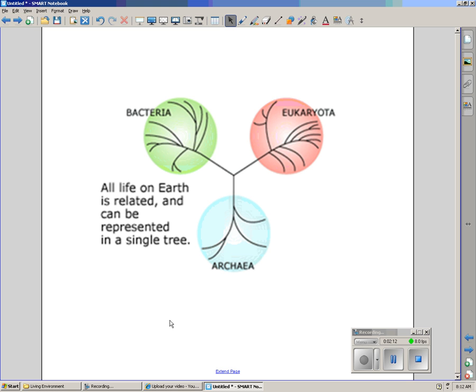And then we can look at something like this. All life on Earth is related. Okay, so we can actually make a single tree out of it. We can look at archaea, and then it branches off into bacteria or prokaryotes and eukaryotes. And then you can see that there are tons of branches off these single branches because they become more specialized and diverge into lots of different organisms. So that's another way of representing it.